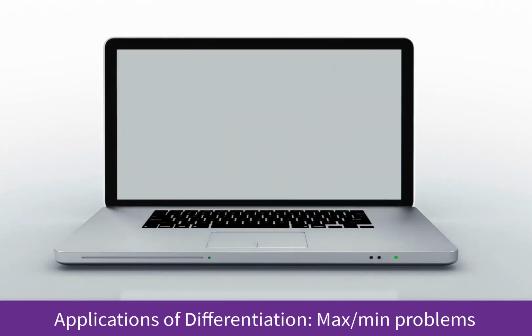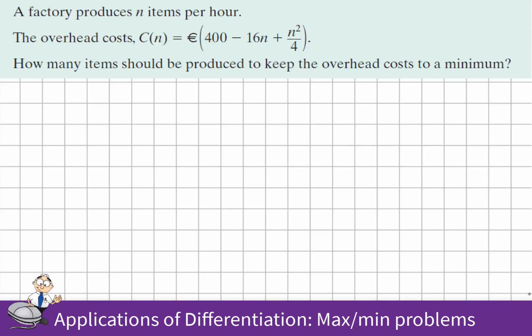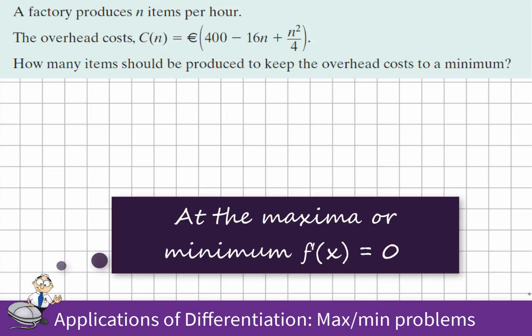Applications of differentiation, solving maxima and minimum problems. At the maximum or the minimum, what we need to know is the derivative of the function will be equal to 0. In this question, a factory produces n items per hour. The overhead costs C is equal to this quadratic function. How many items should be produced to keep the overhead cost to a minimum?